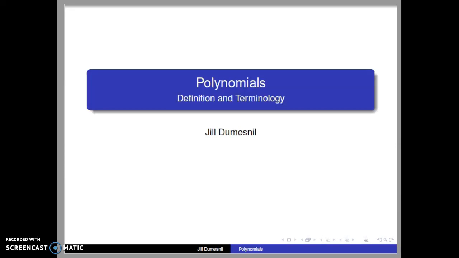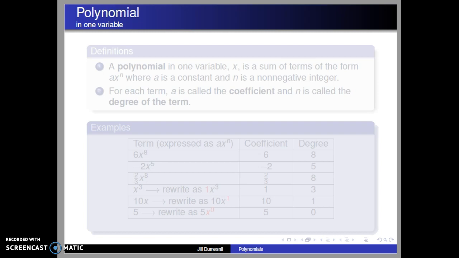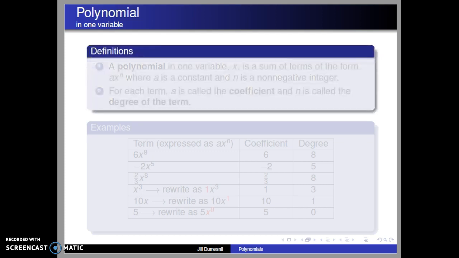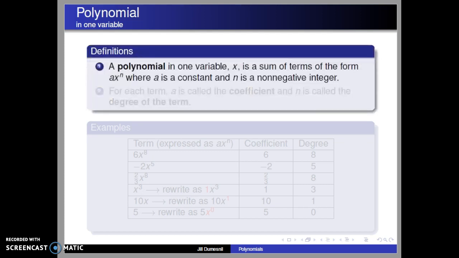In this video, we will define polynomial and introduce some related terminology. In fact, we will consider only polynomials in one variable. A polynomial in one variable x is a sum of terms of the form a times x to the nth power, where a is constant and n is a non-negative integer. Note, that means that n is greater than or equal to 0. For each term, a is called the coefficient and n is called the degree of the term.